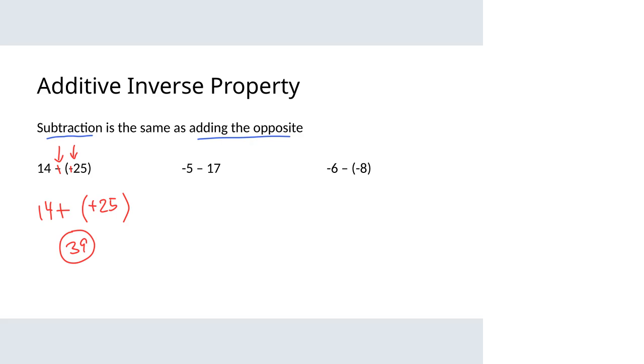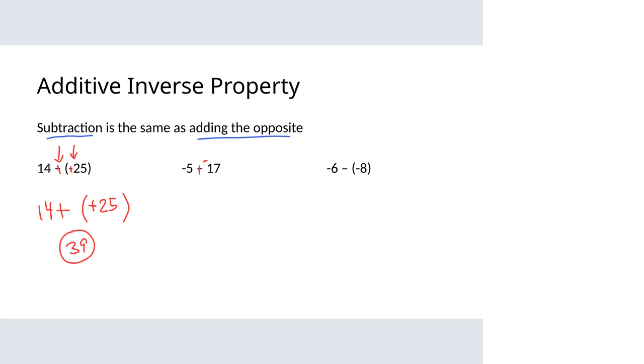This concept that subtraction is the same as adding the opposite allows us to say, okay, here, this negative 5 minus 17. I don't know about that, but subtraction is the same as adding the opposite. What we're doing is adding the opposite of the number I was originally given. I was originally given 17. I'm going to change that to the opposite of 17, and add instead of subtracting. And so now I have negative 5 plus negative 17.